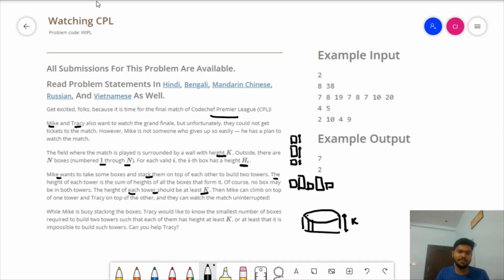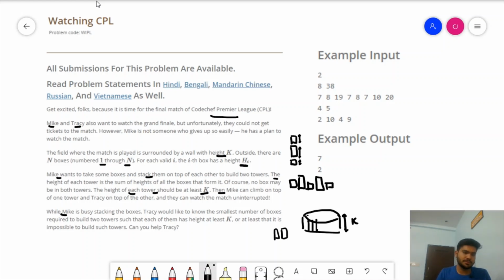To watch the match, it is the given condition that the height of the overall tower should be greater than or equal to k. Then Mike can climb on top of one tower and Tracy on top of the other, and they can watch the match uninterrupted. So if we have two towers of height greater than or equal to k, then we can easily watch the match.